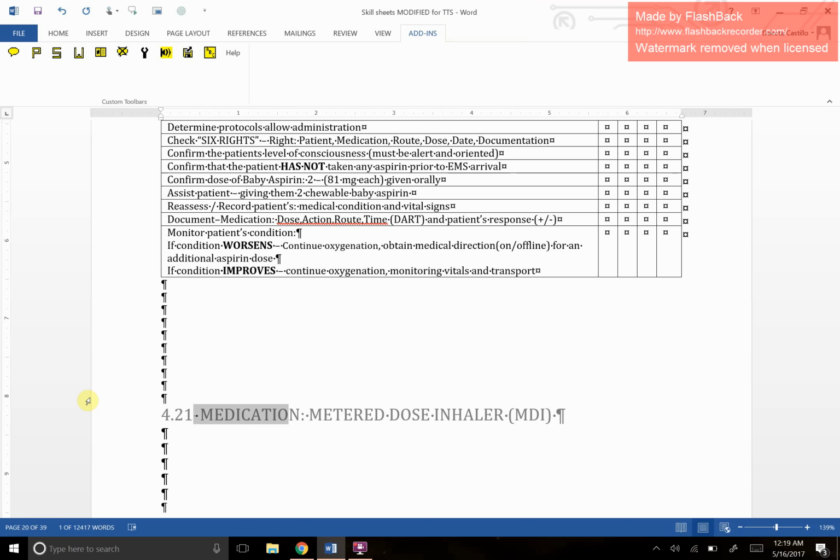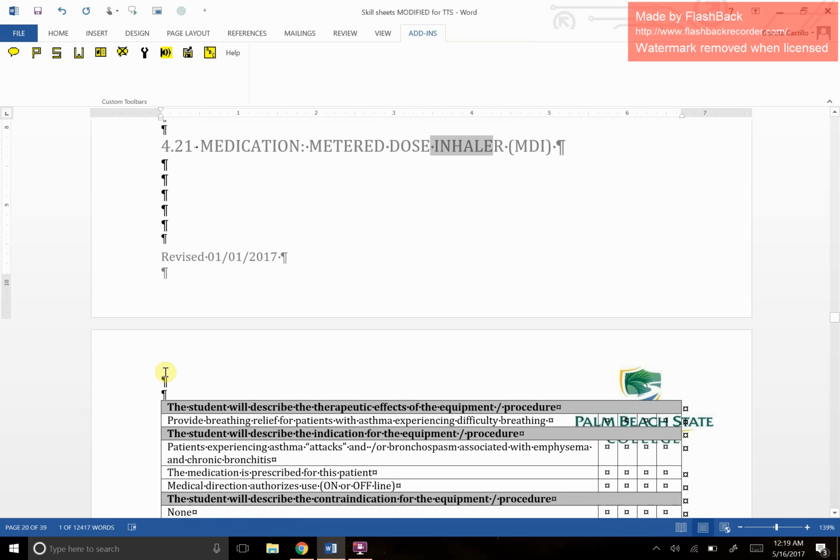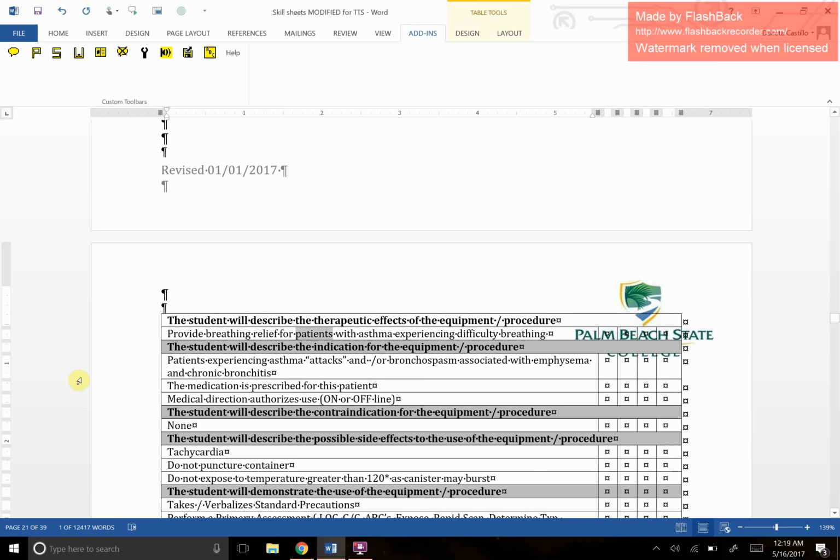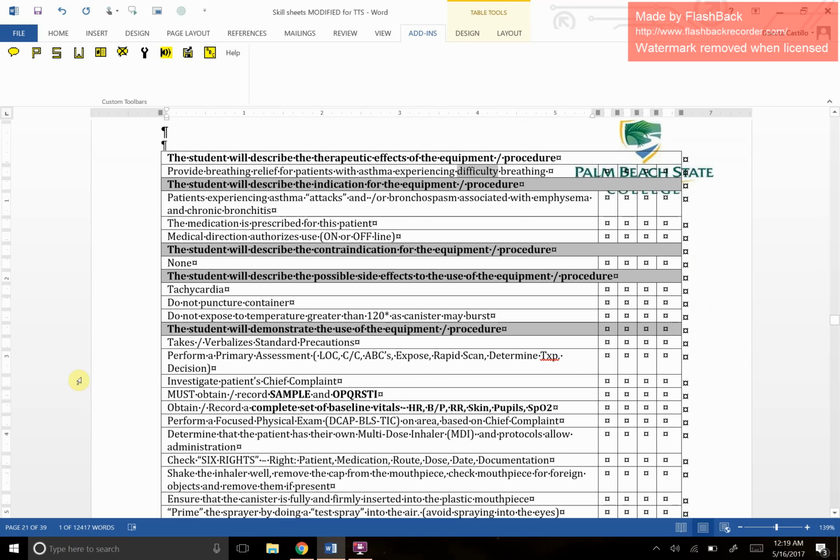4.21 Medication, metered dose inhaler, MDI. The student will describe the therapeutic effects of the equipment/procedure. Provide breathing relief for patients with asthma experiencing difficulty breathing. The student will describe the indication for the equipment/procedure. Patients experiencing asthma attacks and/or bronchospasm associated with emphysema and chronic bronchitis.